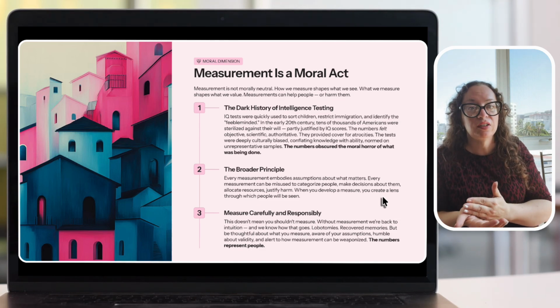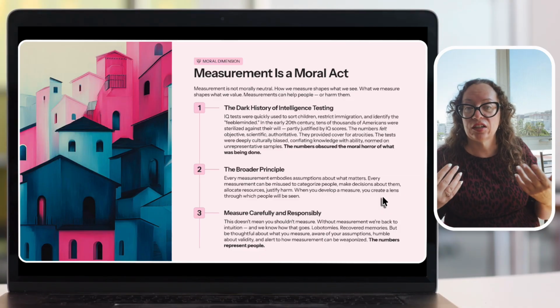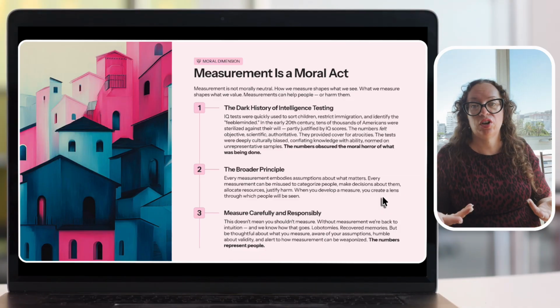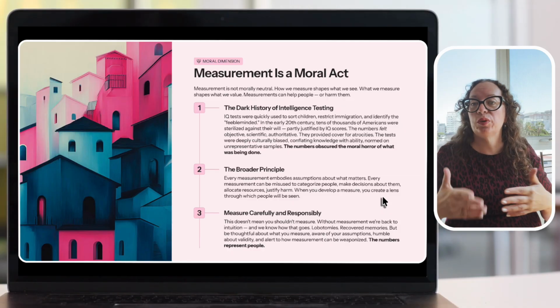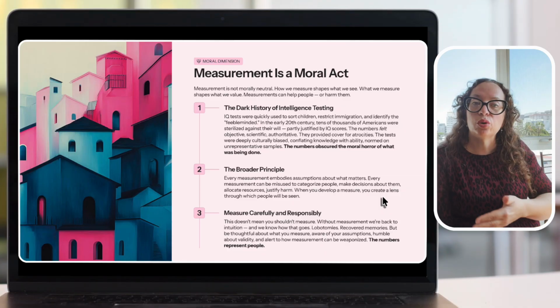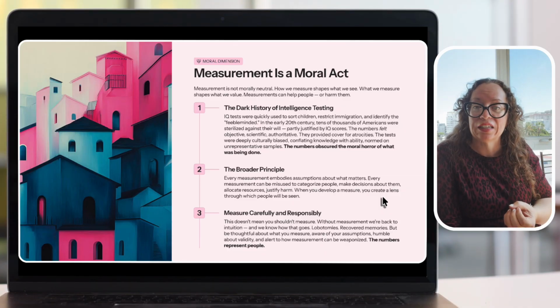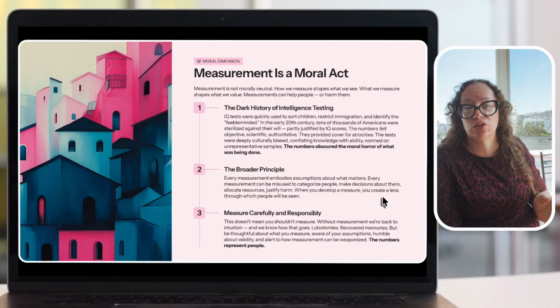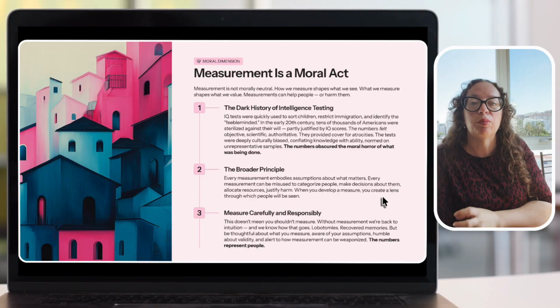They were culturally biased. They conflated knowledge with ability. They penalized people who hadn't had access to education, which was especially common back then. They were normed on unrepresentative samples. They were used to measure people who weren't represented in those norms. The numbers obscured the moral horror of what was being done. People were sterilized because of scores on a test. Lives were destroyed. Families were never started, all based on numbers that looked scientific, but were actually deeply problematic.